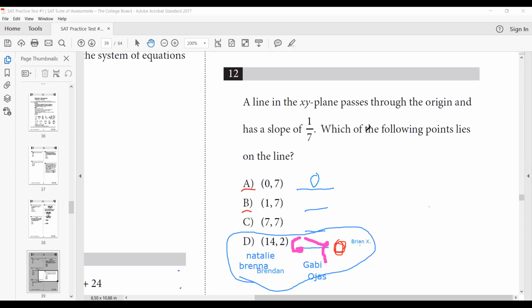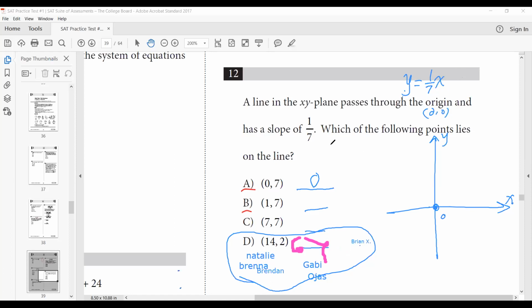So let's explain here now. A linear line in the XY plane passes through the origin. The origin is 0, 0. So we can graph in X, Y. It passes through the origin and has a slope of 1/7. You can see this one quickly: 1/7 is the slope and it passes through 0, 0, so the constant of this linear line is 0. So Y is 1/7 of X.